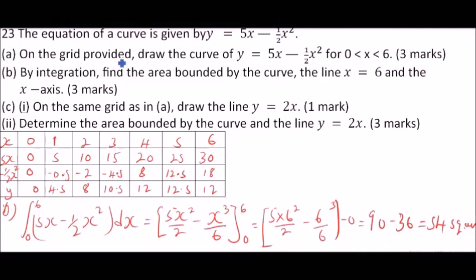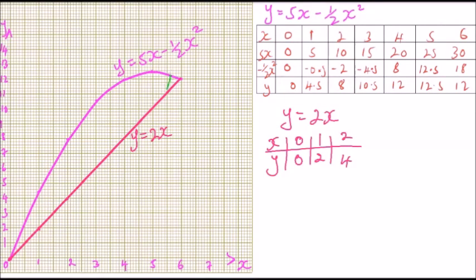So now we are required part C, Roman number 2, determine the area bounded by the curve and the line y equals x. You get yourself 3 marks. So we already got the area bounded by the curve, which is 54. And for us to understand that better, let's go back to our graph and see how we should calculate the area. So the area that we are required to get is this area here, bounded by the curve y equals 5x minus a half x squared, and the line.